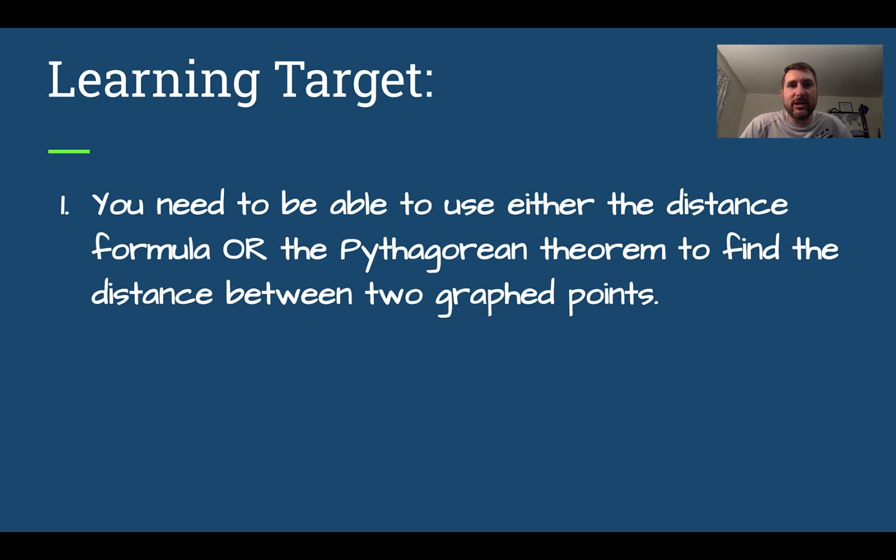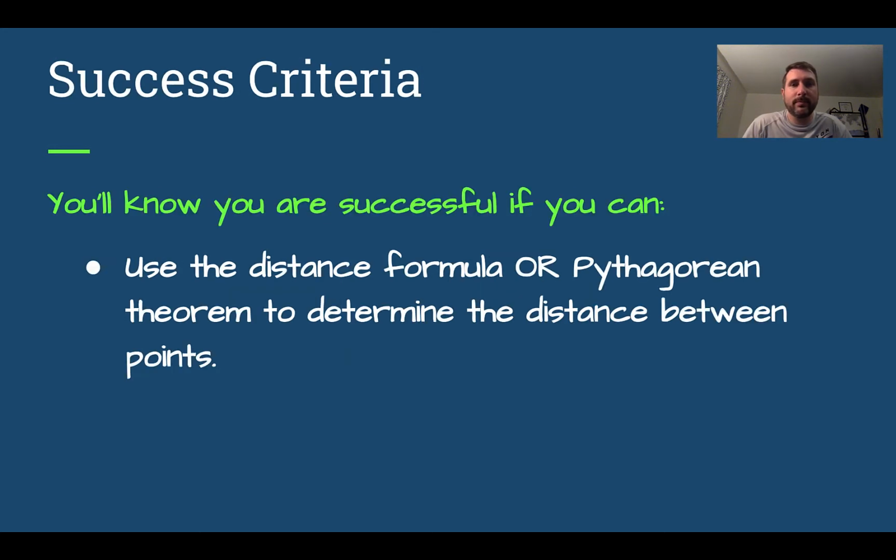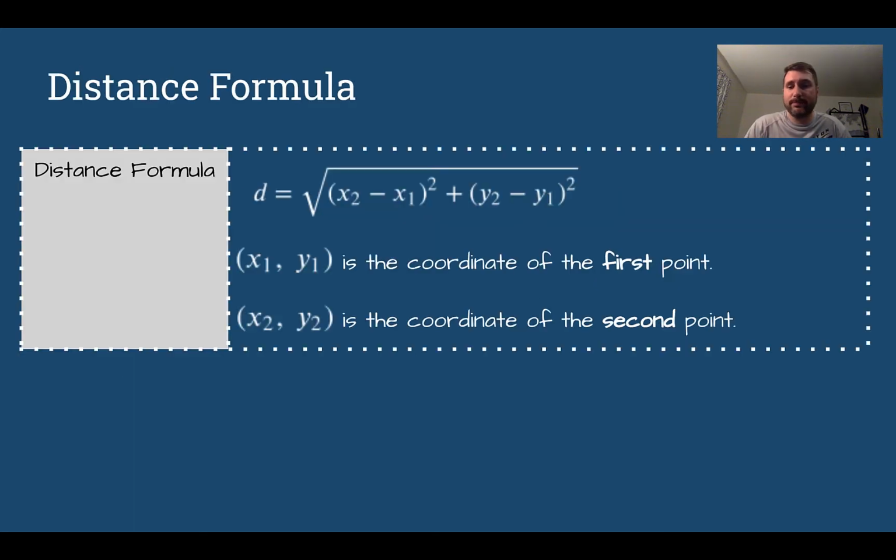After this lesson, you need to be able to use either the distance formula or the Pythagorean theorem to find the distance between two graphed points. You'll know you're successful after this lesson if you can use the distance formula by plugging in numbers, or the Pythagorean theorem by making triangles, to determine the distance between 2 points.